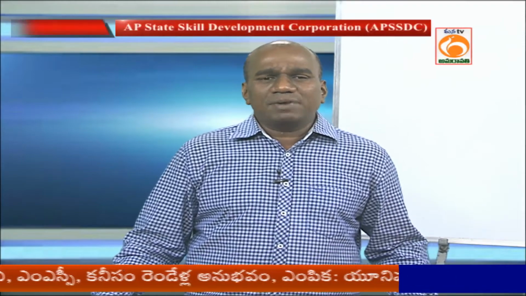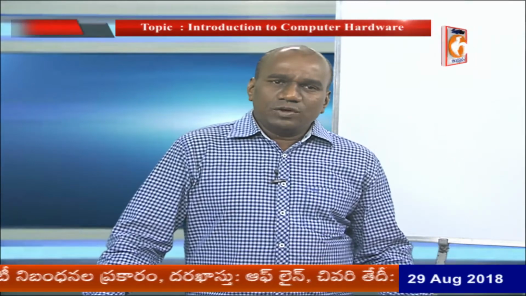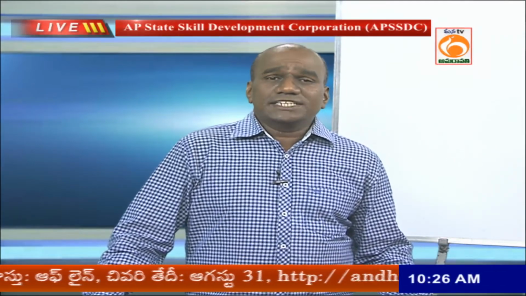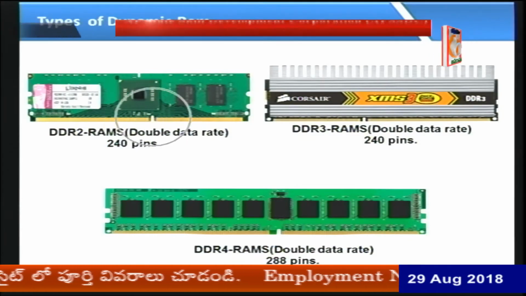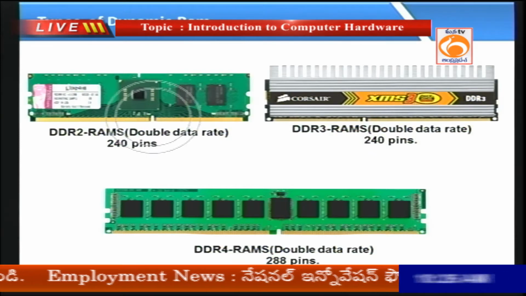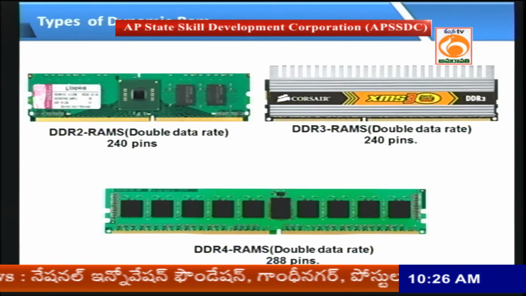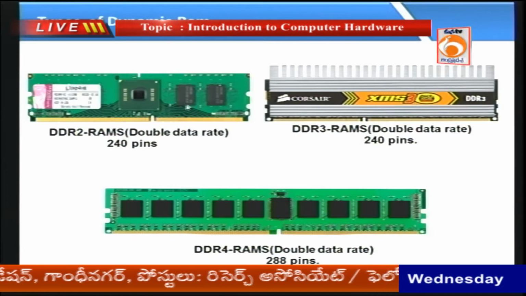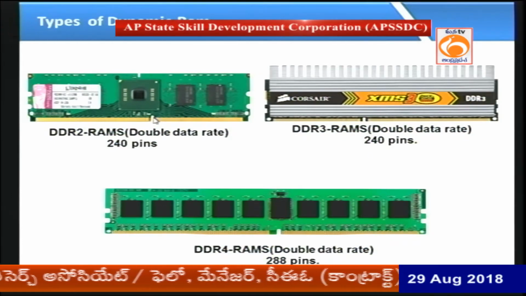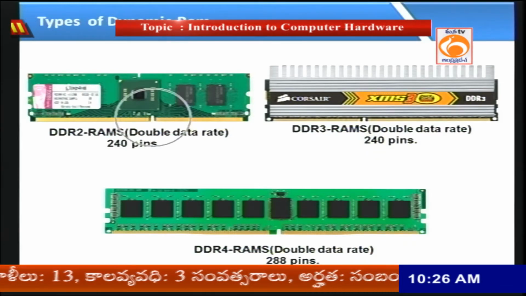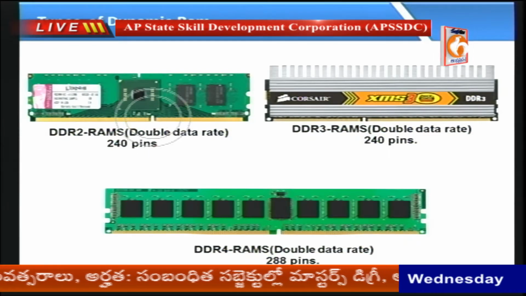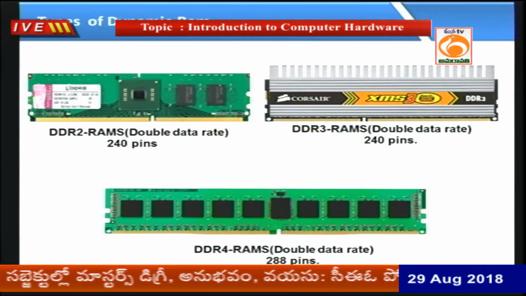How do we identify the type of dynamic RAM in our computers? Generally, identification of RAM is done by verifying the location of the notch. What is that notch location? Everybody look at the screen. In the slide, the first type of dynamic RAM is DDR2 RAM, double data rate 2 RAM, with 240 pins. We are humans, we are unable to count the tiny pins on that RAM, but we can identify the type of dynamic RAM based on notch location. Here you can see this is a notch location.